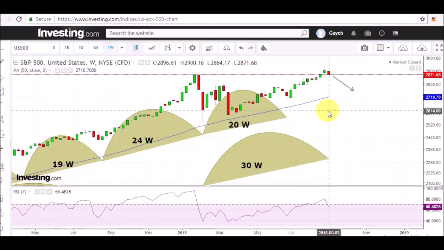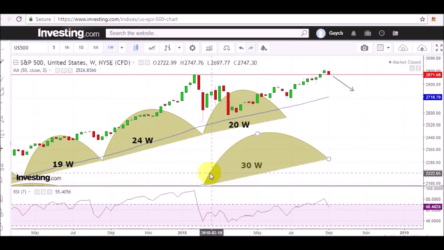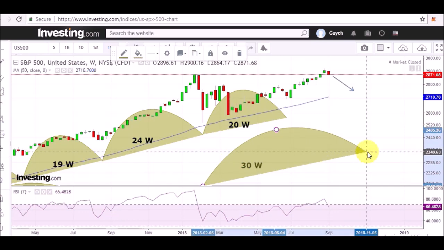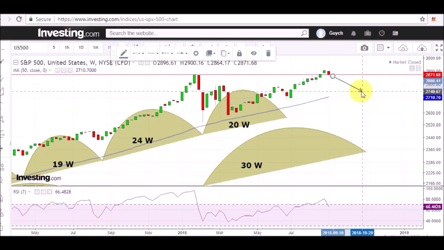So returning back to the weekly chart, if we are still in this cycle that is so far going on for 30 weeks, that might last for, well, say 40 weeks or slightly more than that. So over the next maybe a couple of months, we might see S&P 500 come back down towards the 50-week moving average.